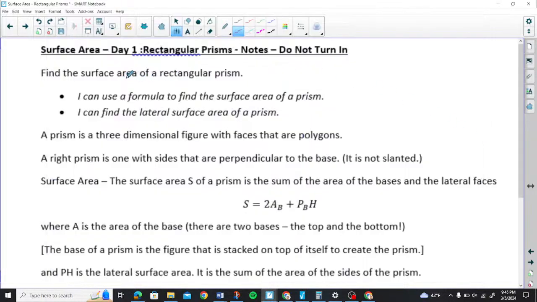Alright, I want to go through some information about rectangular prisms. Find the surface area of a rectangular prism. I can use a formula to find the surface area of a prism. I can find the lateral surface area of a prism.